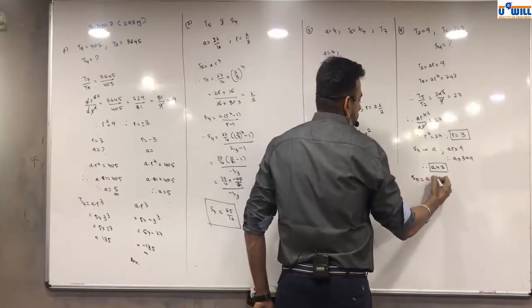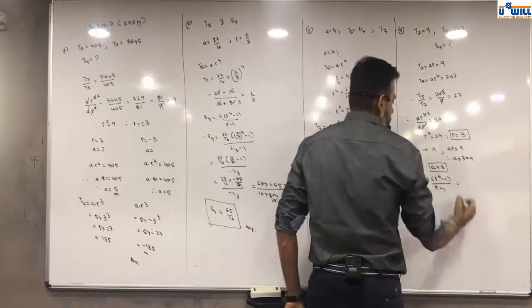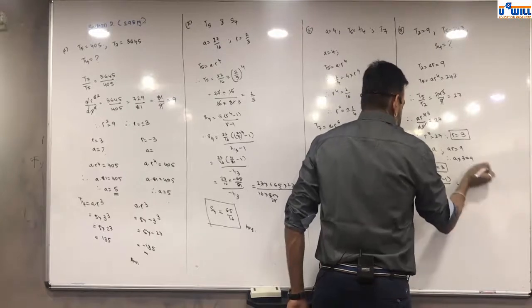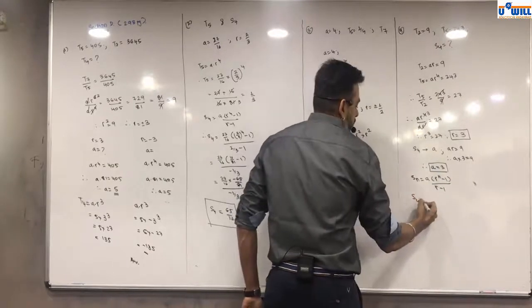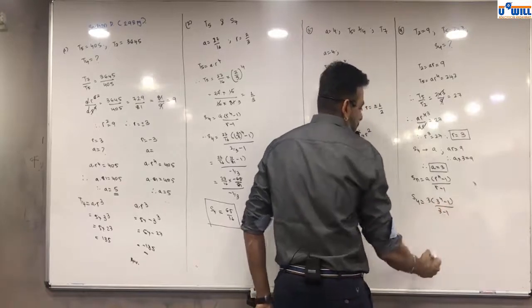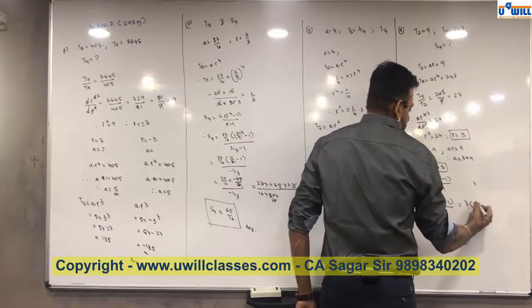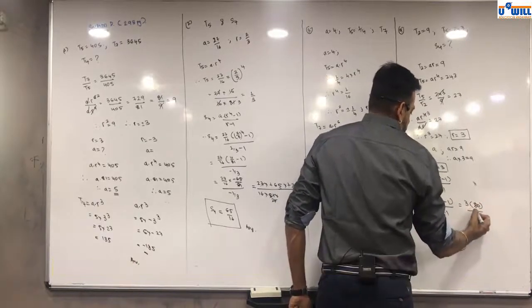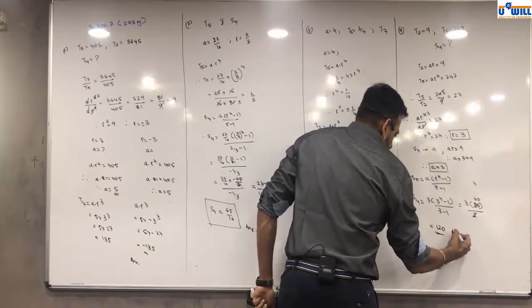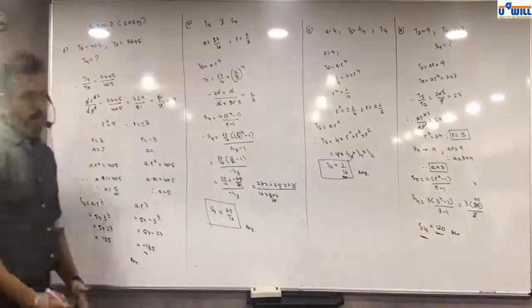Sn is equal to A into R raised to n minus 1 upon R minus 1. S4 is equal to 3 into 3 raised to 4 minus 1 upon 3 minus 1. 3 into 3 raised to 4 is 81, minus 1 is 80, upon 3 minus 1 is 2, 40. So 120. Answer. S4 is equal to 120.